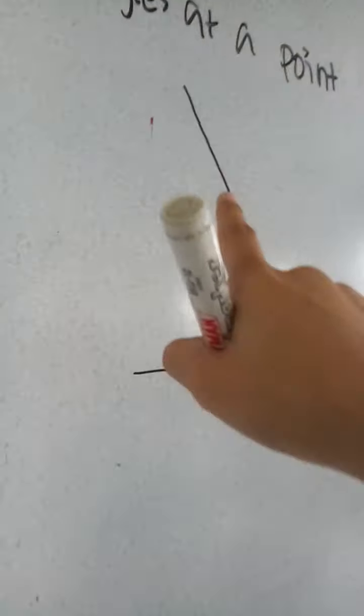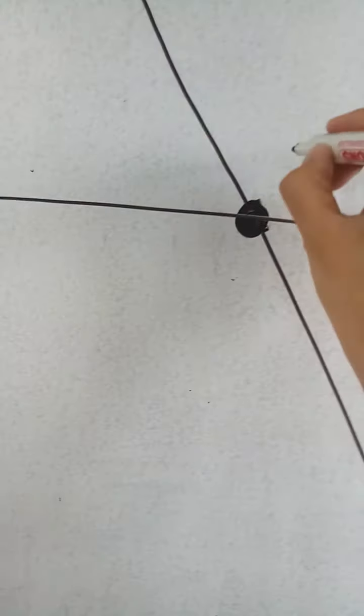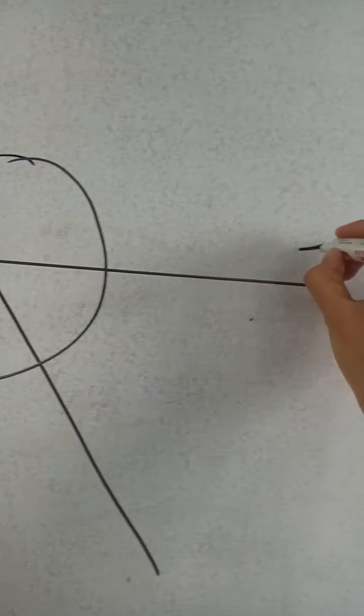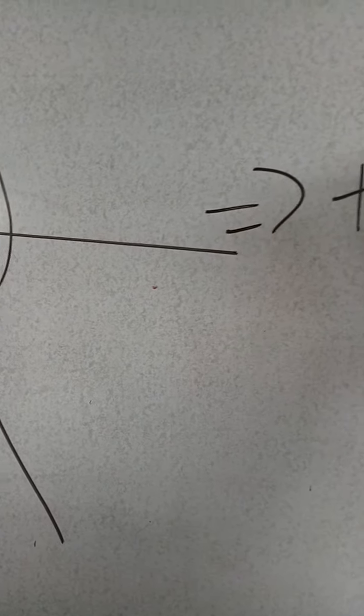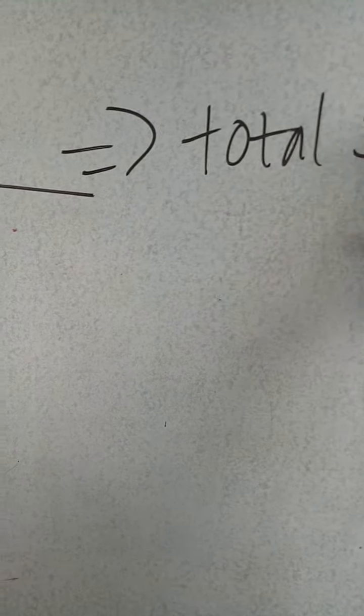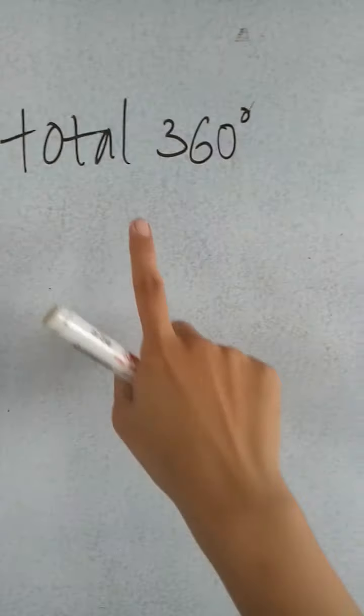Okay, next we have angles at a point. We have a point here. You have to know that the total of all the angles here is 360 degrees. Okay, 360 degrees.